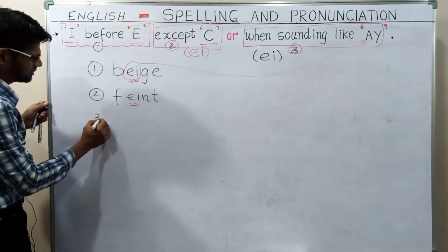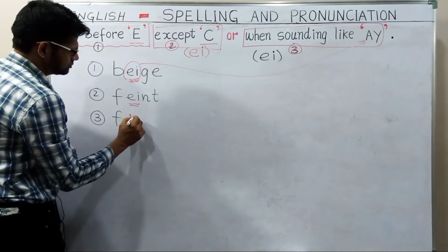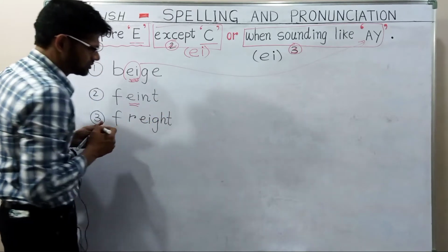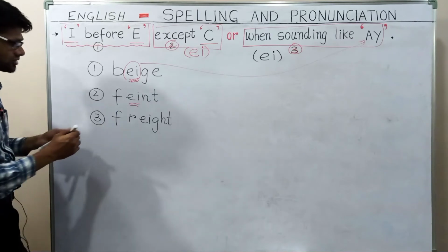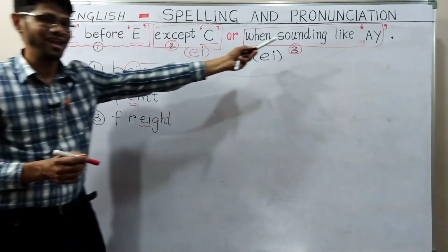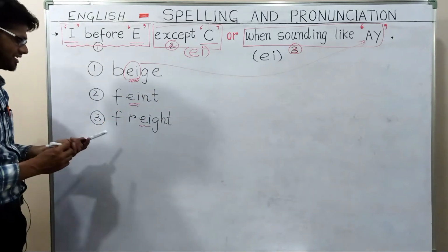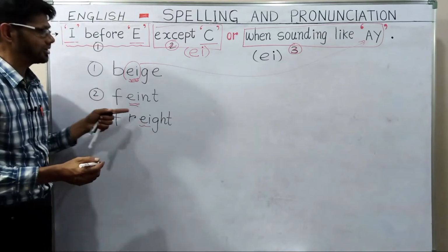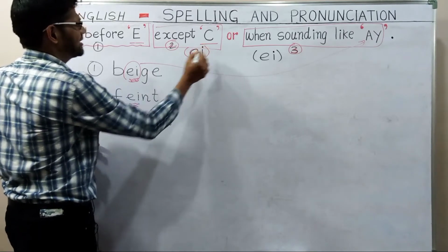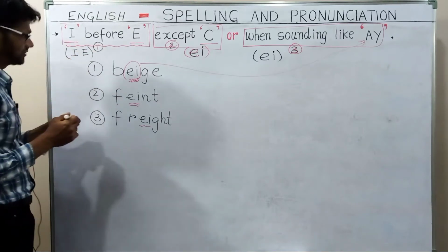One more example, freight, F-R-E-I-G-H-T. Here also E and I are producing the A sound. Beige, A sound. Faint, A sound. Freight, A sound. In this case also we have to write E and I. So this is the first one, second one, and third one.